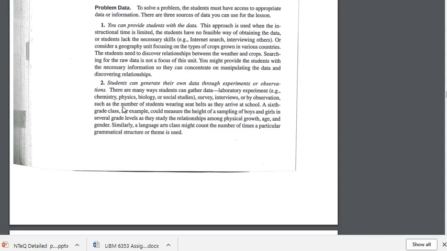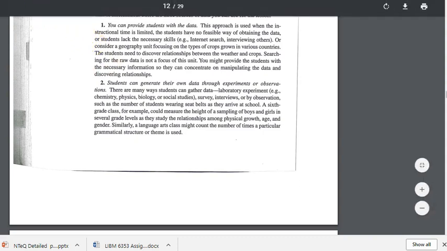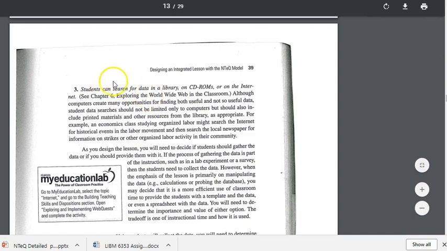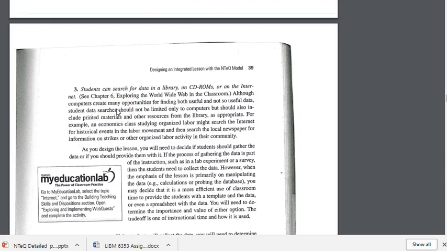Similarly, a language arts class might count the number of times a particular grammatical structure or theme is used within a text. Now the third method is where the students search for the data. Although computers create many opportunities for finding both useful and not so useful data, student data searches should not be limited only to computers, but also include printed materials and other resources from a library as appropriate.